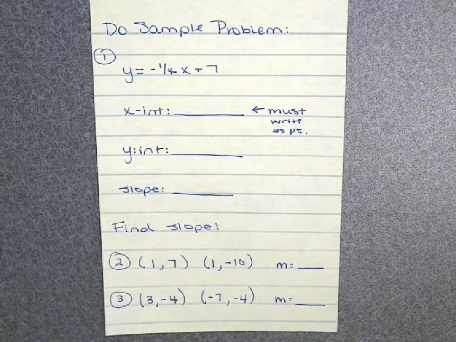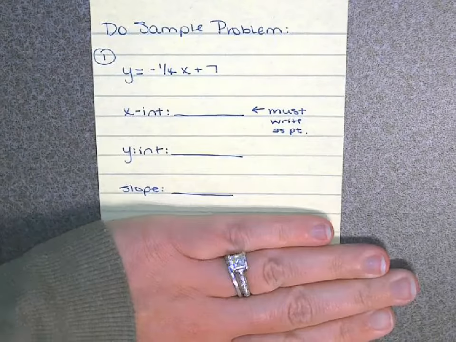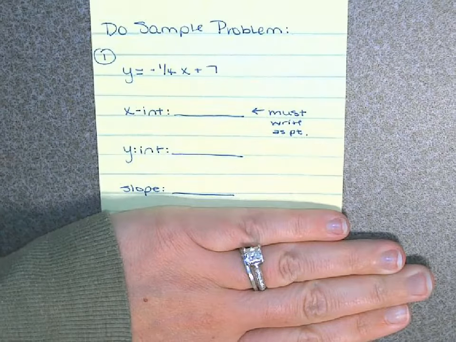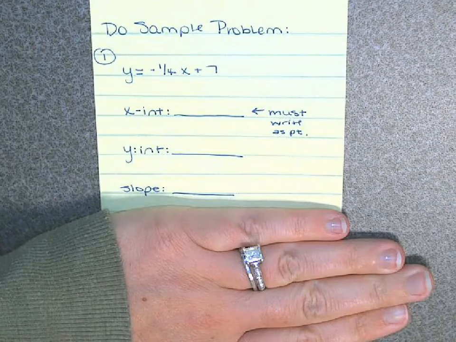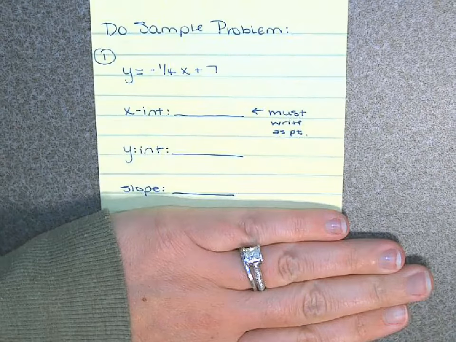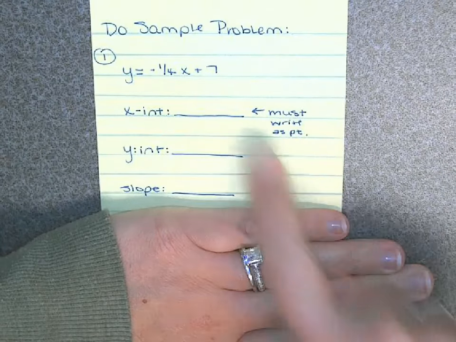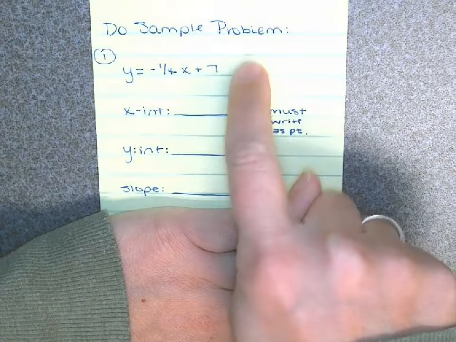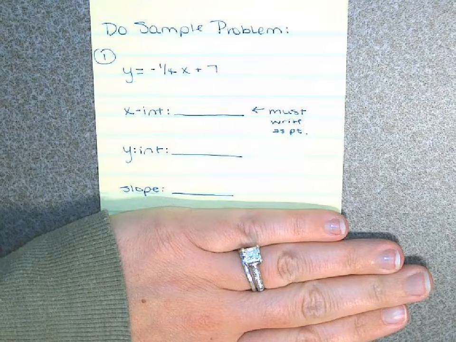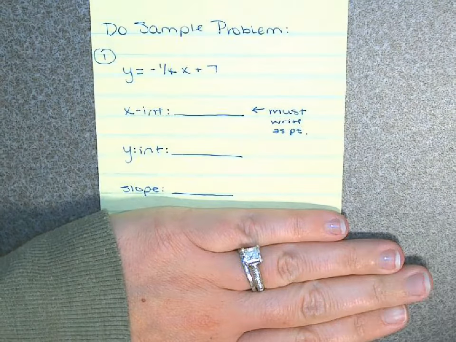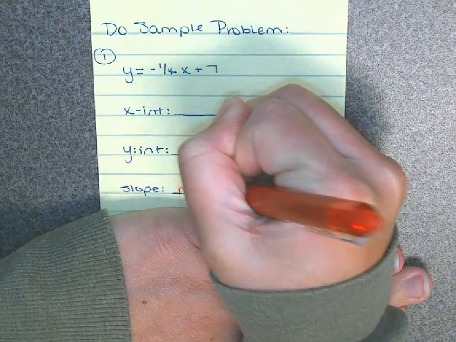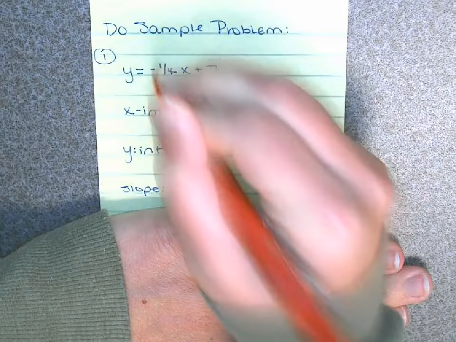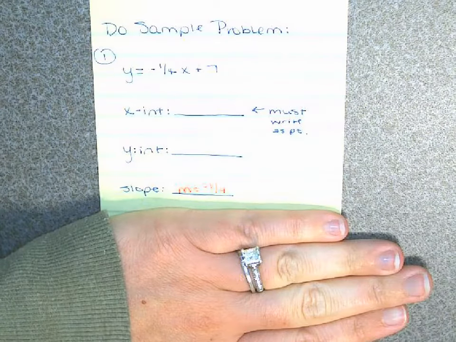What is something that, looking at that equation, you can just fill in right now? The y-intercept and the slope you can see right from that equation, right? This is in slope-intercept form, so you can fill in the slope and the y-intercept right away. What is the slope? -1/4. So we're going to write m equals -1/4. That shows up as the m. y equals mx plus b.